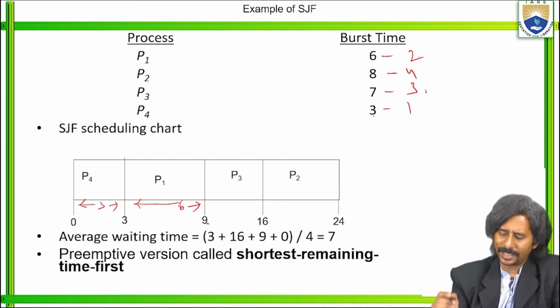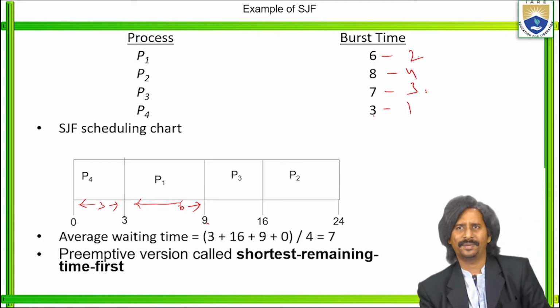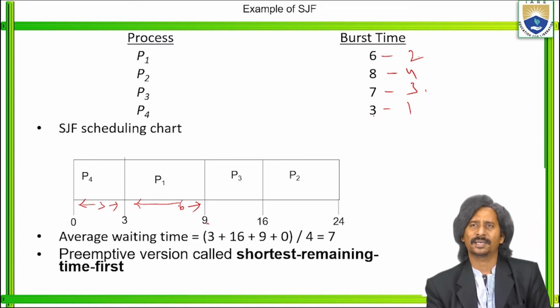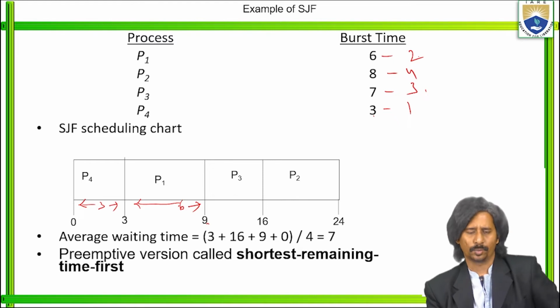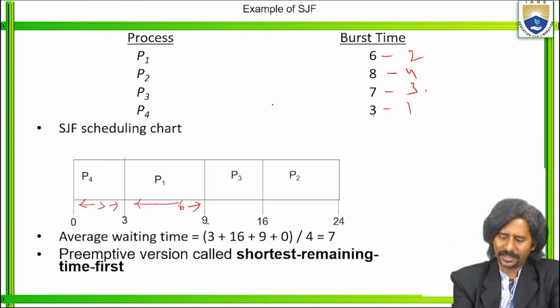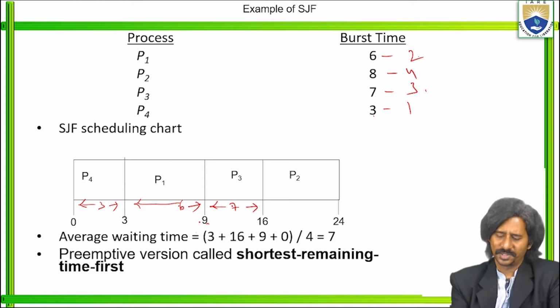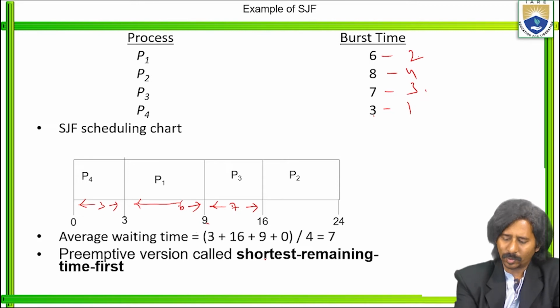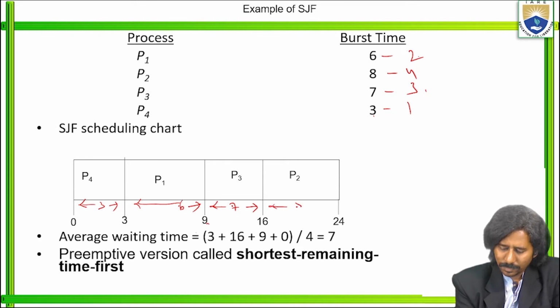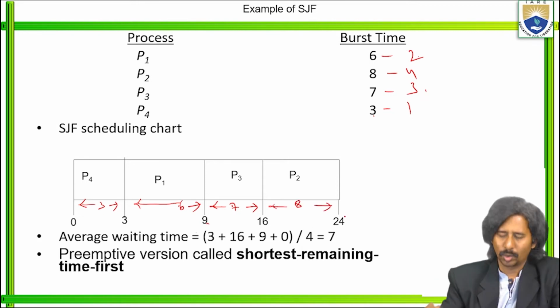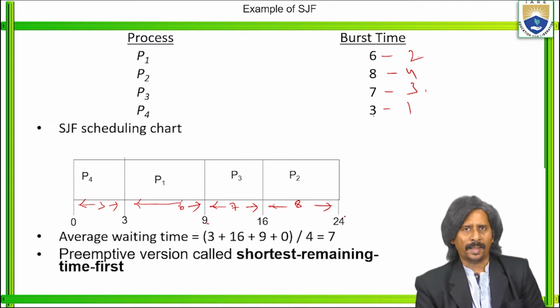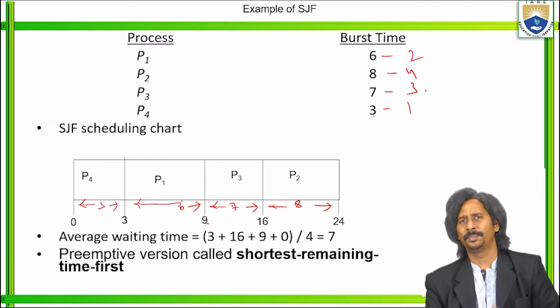Then the next is P3, because it has a shorter CPU burst time compared to P2. What is the P3 burst time? 7 milliseconds. So 7 plus 9, 16. Finally P2, 8 milliseconds. 8 plus 16, 24. In this way, the SJF scheduling algorithm works.